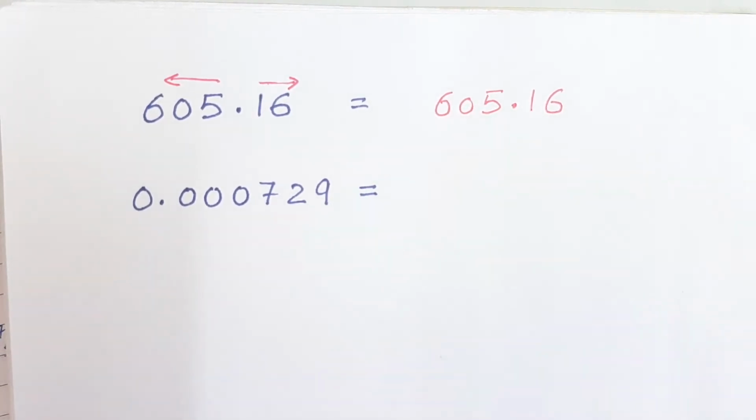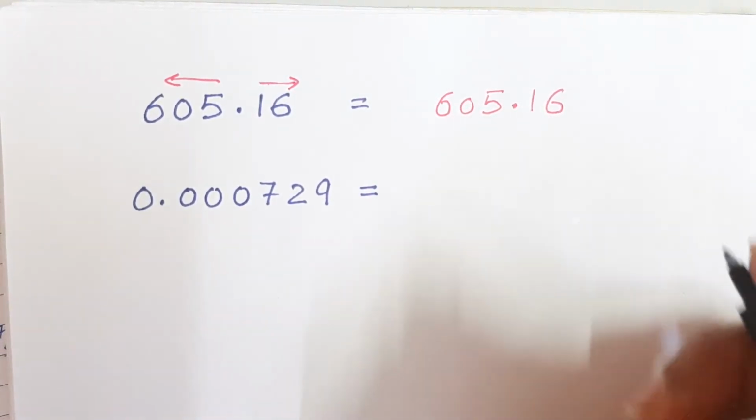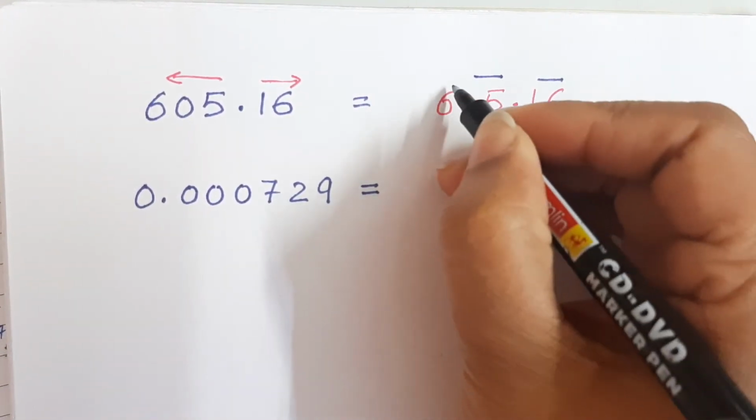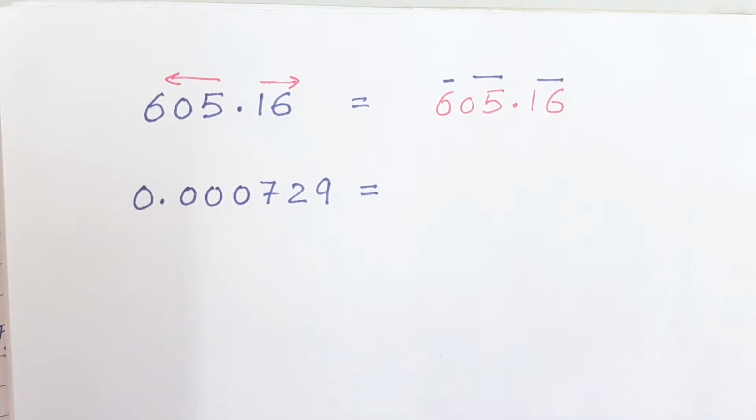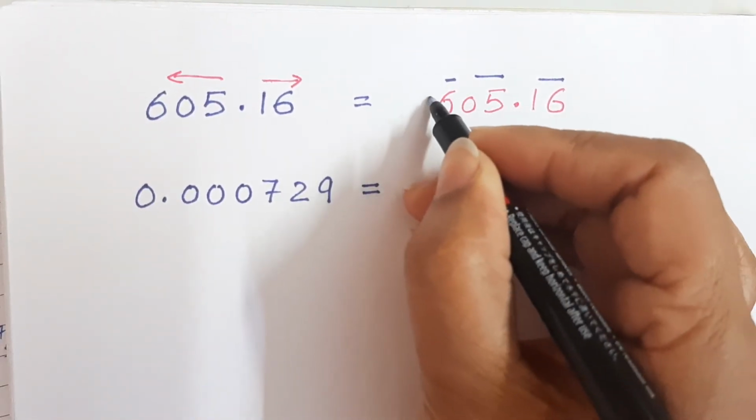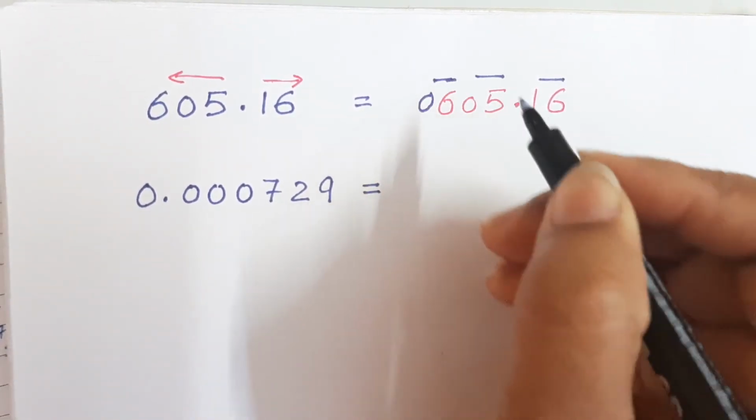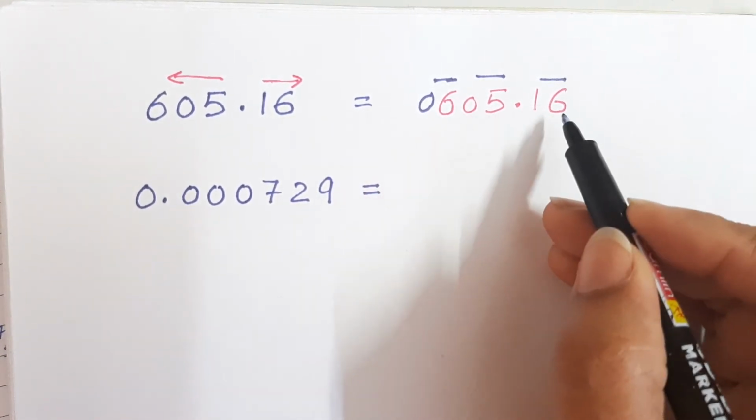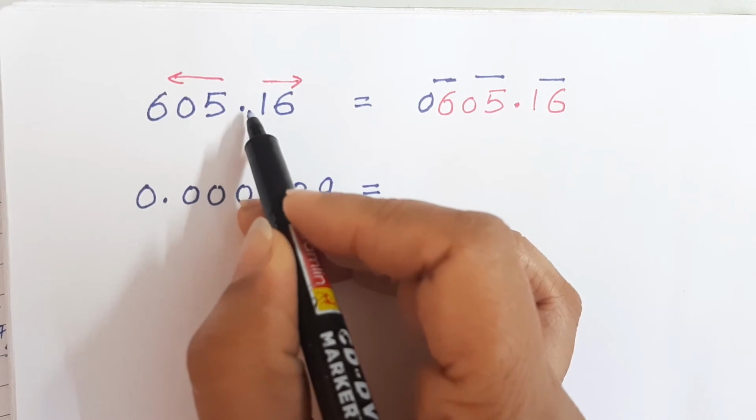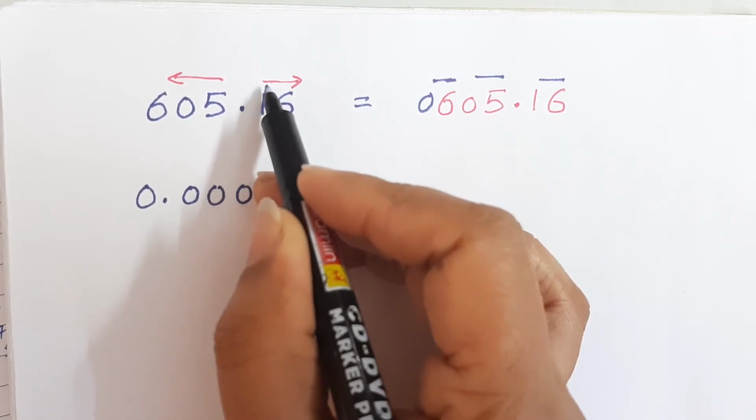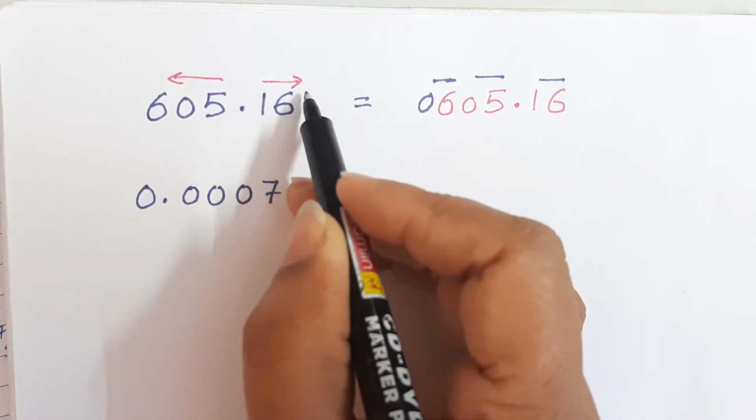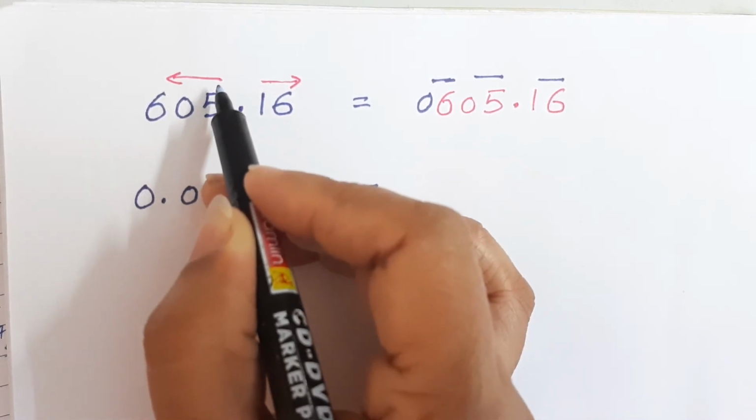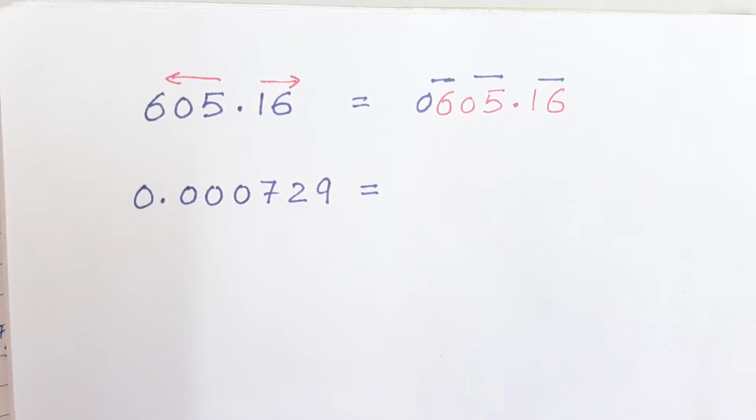So that means 605.16, the pairs will be 16, then 05 and then 6 alone. Before 6 you may put 0, which is not compulsory to put. You may skip this. So this is how it is: after the decimal we start from left to right, and before the decimal from right to left.